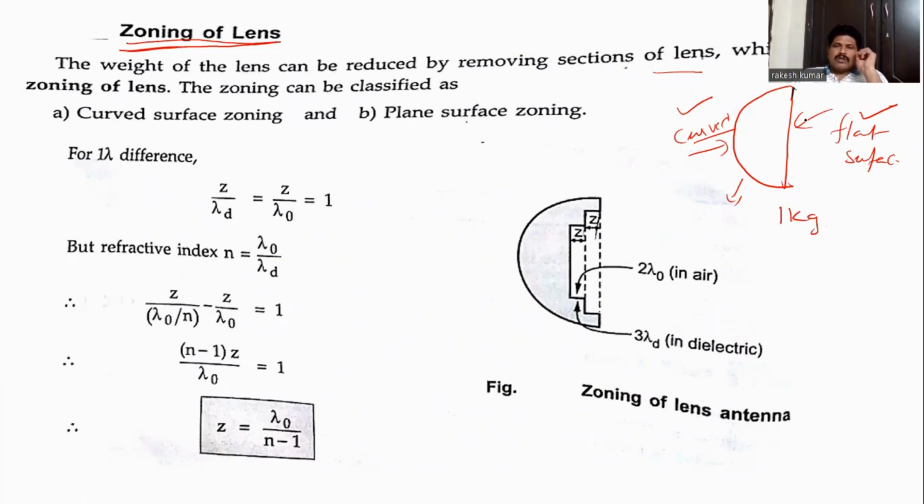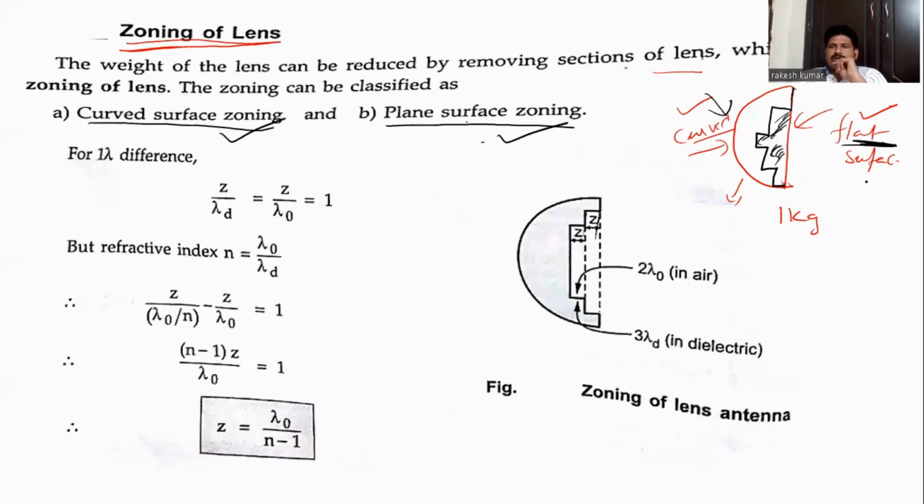There are two types. I can remove on the flat surface side or on the curved surface. So what are the two types of zoning? One is curved surface zoning and the other is plane surface zoning. In this structure, I can remove here. So I have removed this portion.